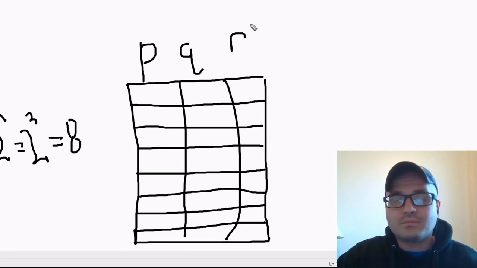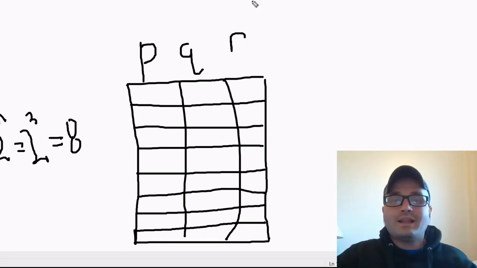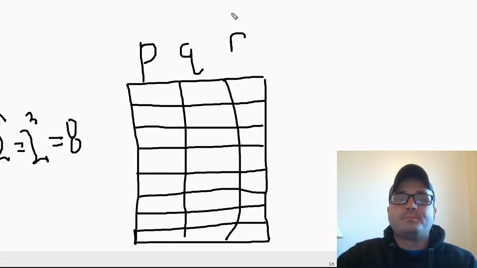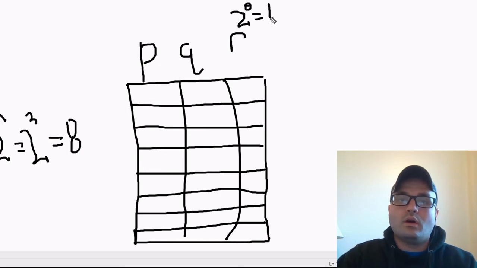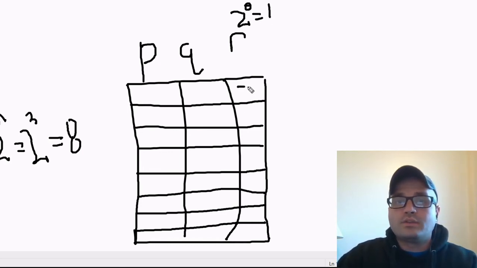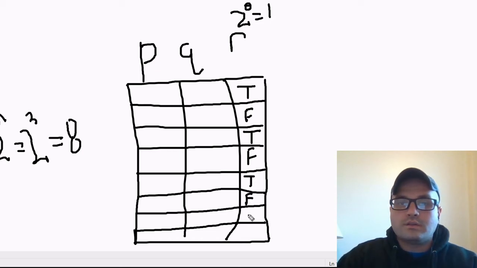So now let's fill out the columns. Like I said earlier, the way I like to do this is start from right to left and just fill out with the power of 2. So in this first one, I have 2 to the power of 0, which is 1. So we're going to alternate between 1 true and 1 false all the way down. True, false, true, false, true, false.